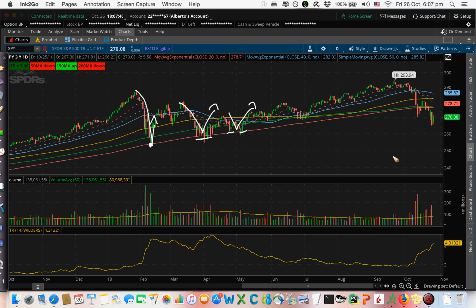Now here, the 50, this blue line, is still above the 150, the green line, but the price is below the 200 moving average. And the moving average is flat or actually sloping down, as you can see from here. I wrote a code to print the slope of the moving averages. In addition, notice that here, let me zoom in to show you.